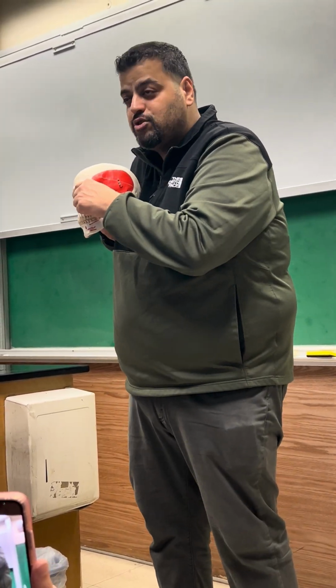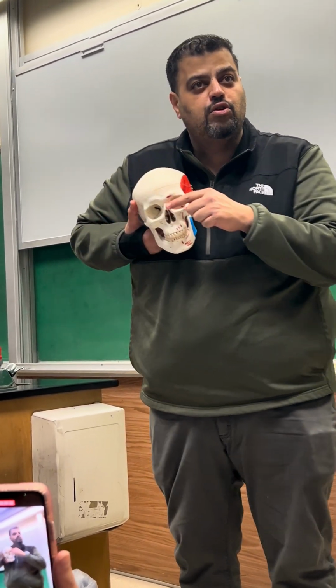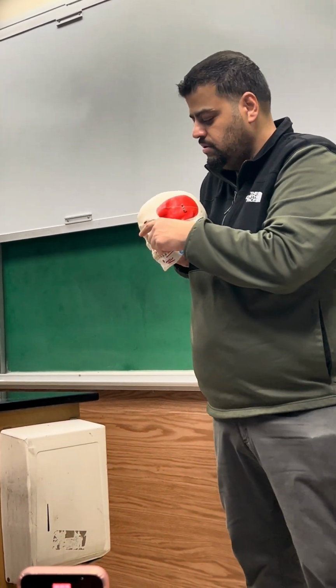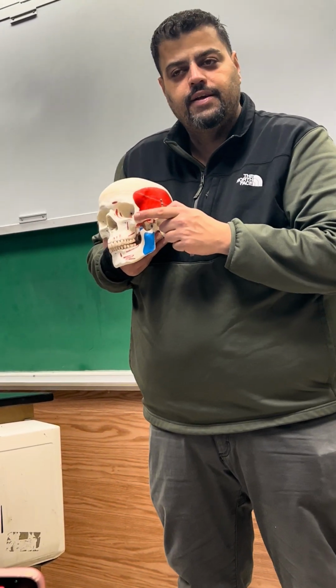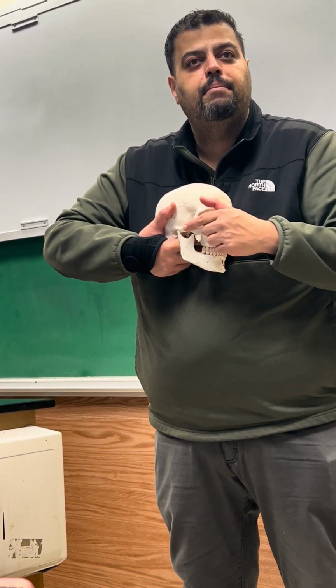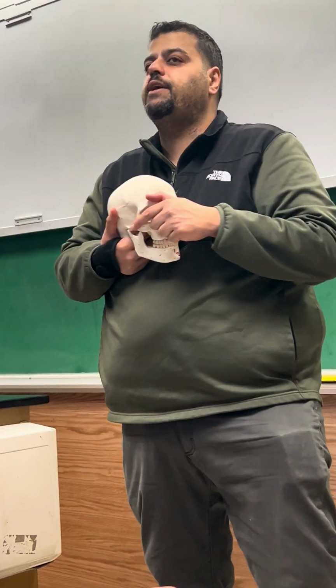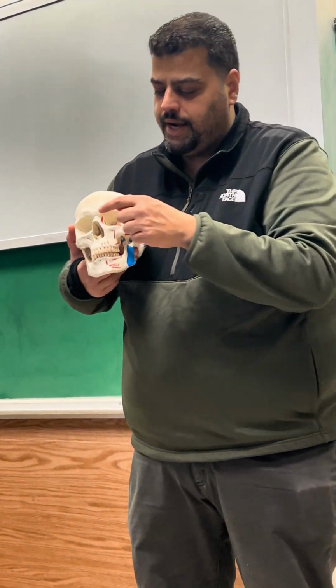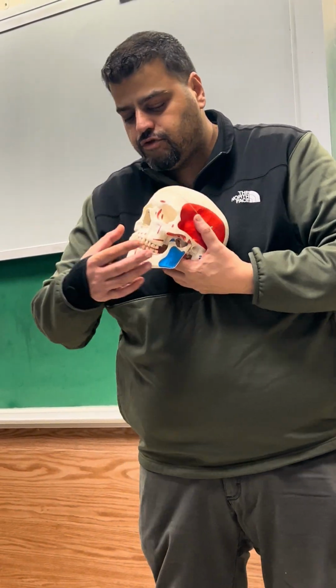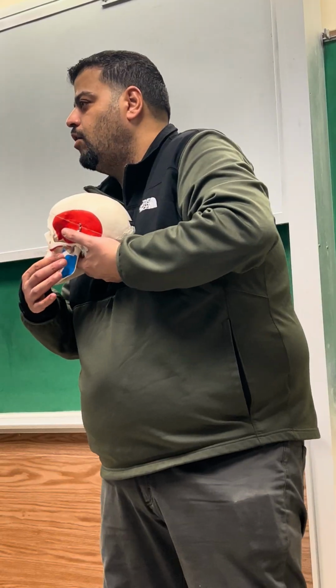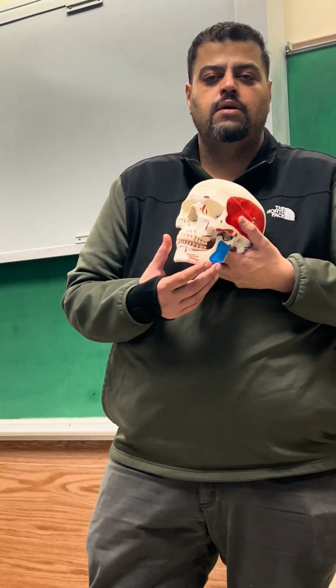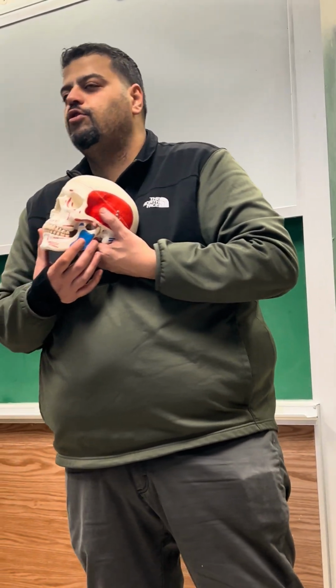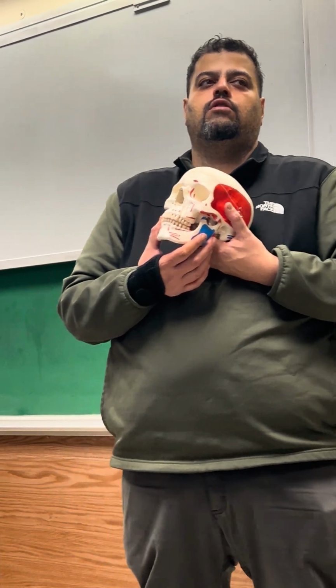All right, this is the nasal bone right here. This is the easy one. Nasal bone. Nasal. This right over here is called the zygomatic bone, also known as your cheekbone. Zygomatic. I got one on each side. This right here is known as the maxilla, also known as your upper jaw. This is the mandible, also known as your lower jaw.